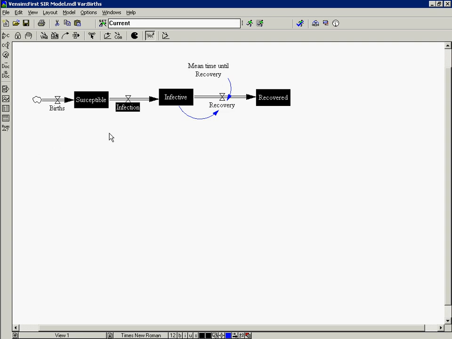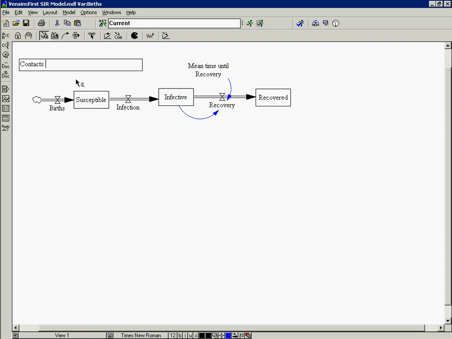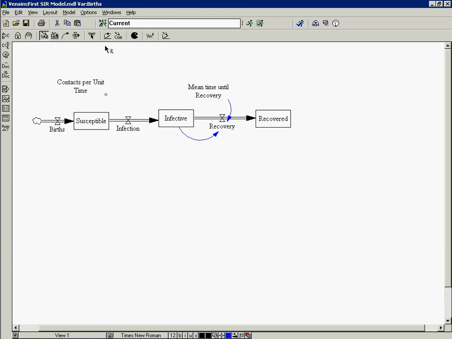So one question is, how many people per unit time do these susceptibles meet up with? For a susceptible, I'm going to ask about their contacts per unit time. I'm actually creating a variable here. I clicked on this variable and said contacts per unit time. That's one thing. The second thing I want to ask about is transmissibility, or probability of transmission per contact. I want it to be per infective contact.